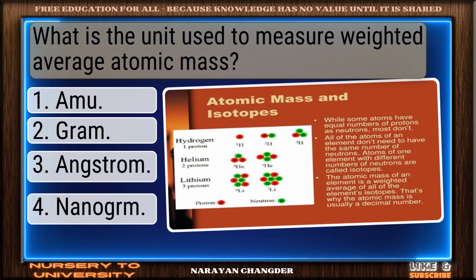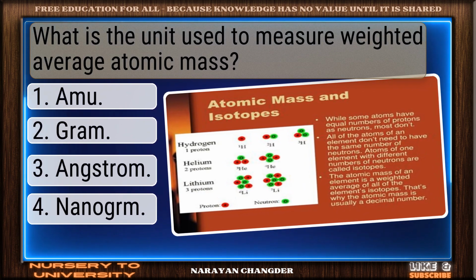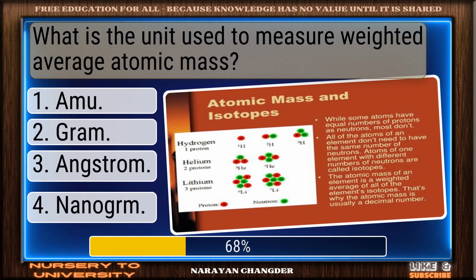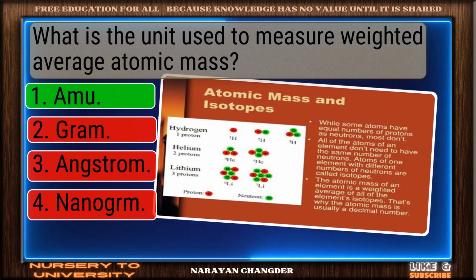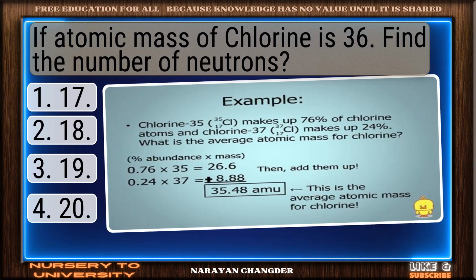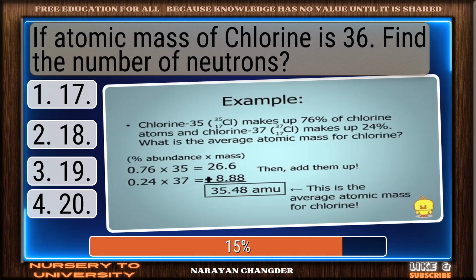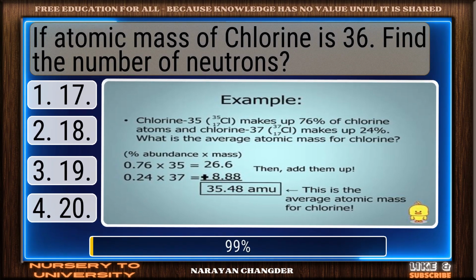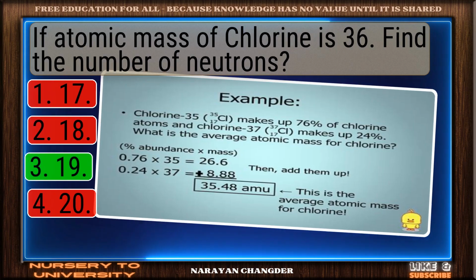Question number 86. What is the unit used to measure weighted average atomic mass? Well done. AMU is the right choice. Question number 87. If atomic mass of chlorine is 36, find the number of neutrons. You got it. Your choice 19 is right.